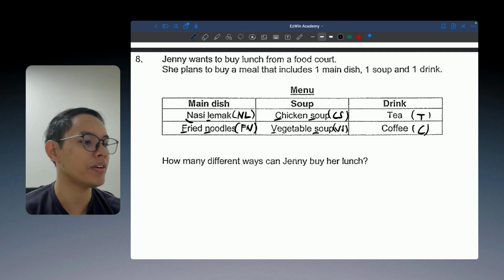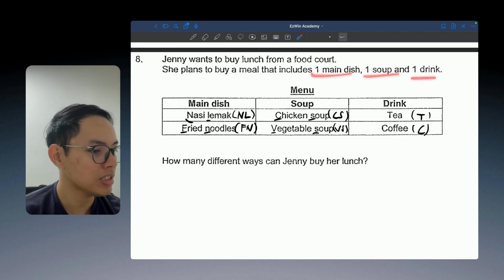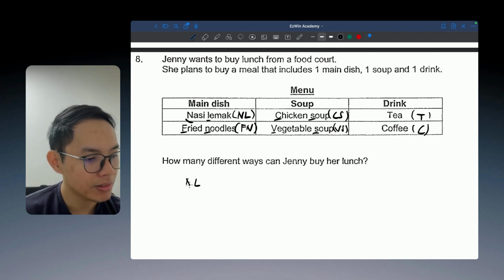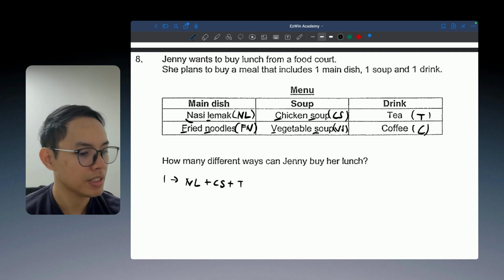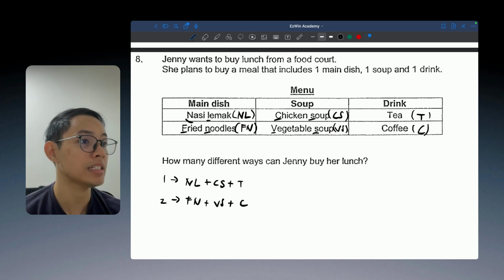So now let's do a very simple way. We need to combine one main dish, one soup, and one drink. Essentially, this is one way: nasi lemak, chicken soup, and tea. So you can write down NL, and the first way is NL plus CS plus T. That's one way. The second way is the next one, which you can see: fried noodles, vegetable soup, and coffee. So FN plus VS plus C. That's the second way.